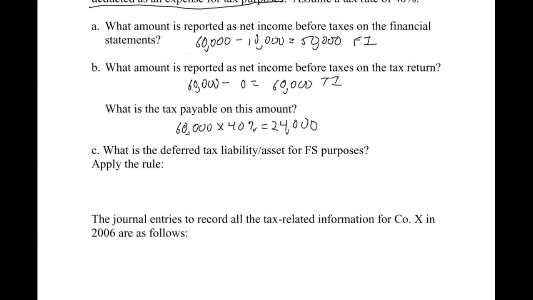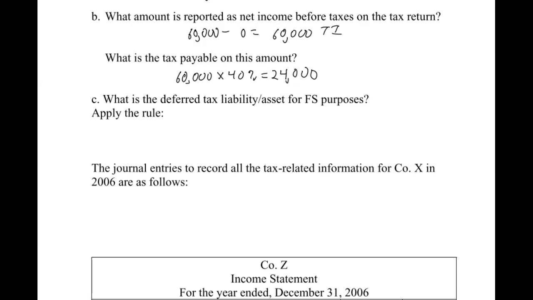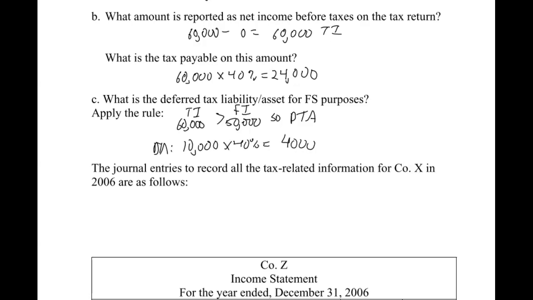All right, so remember this rule. All right, let's go through this. All right, remember, just like the previous page, we're comparing taxable income to financial income. All right, taxable income is 60. Financial income is 50. So taxable income is greater. So if taxable income is greater, that means we're paying more now, which means we'll pay less when it reverses out. So this is a deferred tax asset because we're going to be able to pay less in the future because we'll have future deductible amounts. All right. So remember, don't forget the DTA is the tax on the difference. So my difference is 10,000 times the 40%. That gives me 4,000 as my DTA.